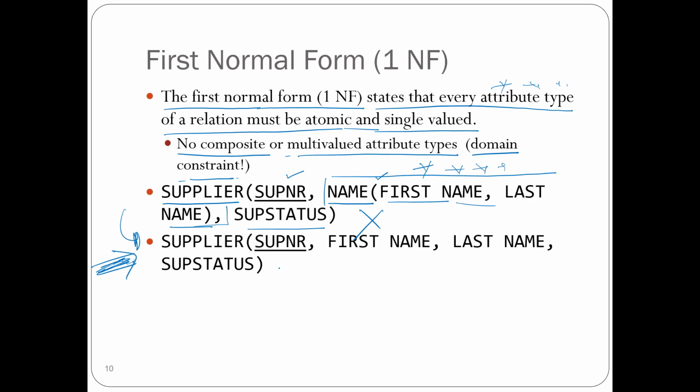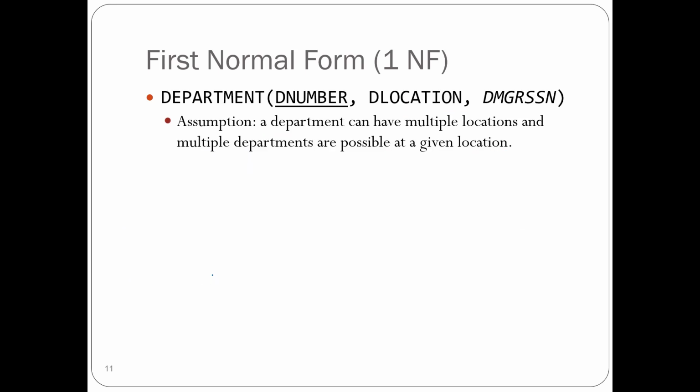Well, we did not have any problem with supplier number, SUPNR. It is atomic, it is single valued. But name was composite, right? So we broke that down into the first name and the last name. Right now, the first name is atomic, single value. The last name is atomic, single value, and supplier status. With supplier status we did not have any problem in the first place. Okay, so yeah, interesting example, right?